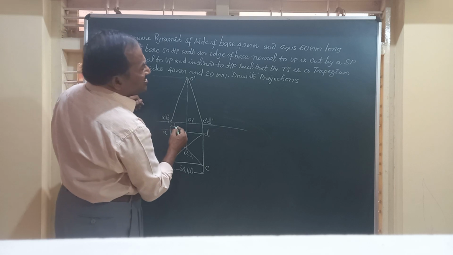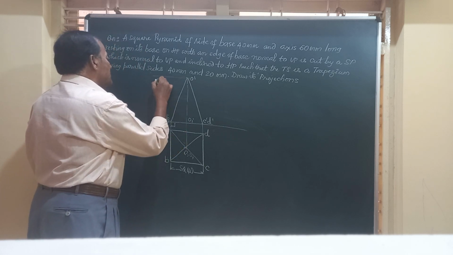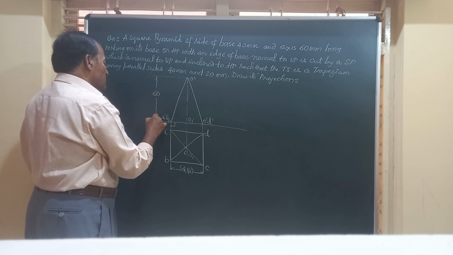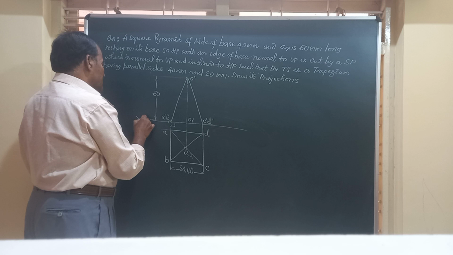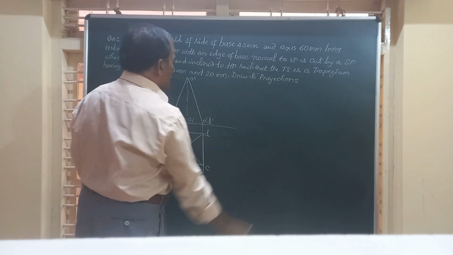The height of this is given to be 60 millimeters. So I will take this height as 60 millimeters, that is from O dash to O1 dash. This is the XY line, VP and HP we have written.